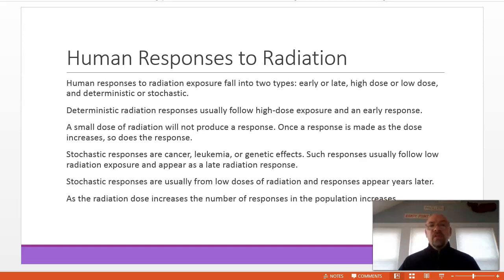With regards to stochastic, the longer that person is exposed to that low dose of radiation, the longer the time interval is with that low dose of radiation, the higher the chances are that they are going to have some type of cancer or leukemia or genetic effect.